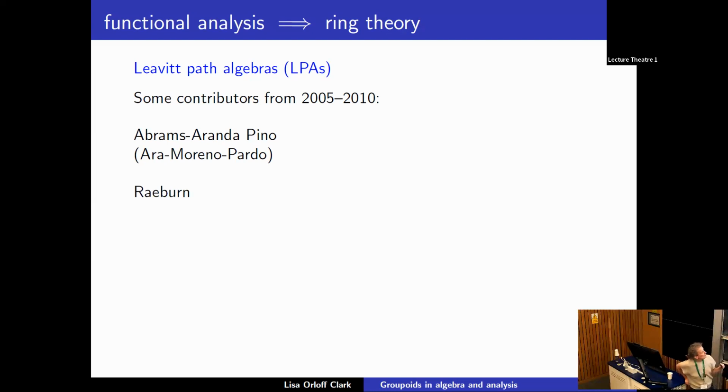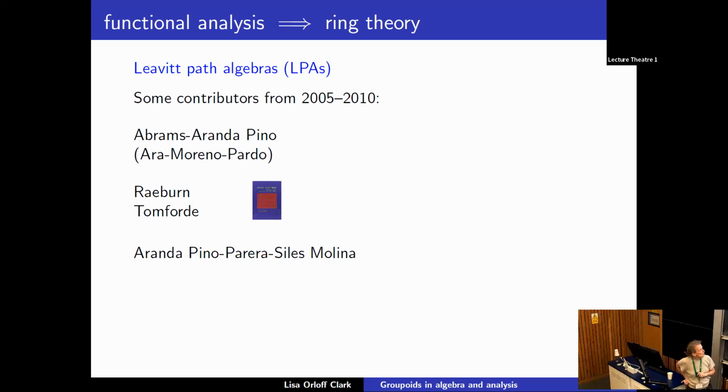Who else contributed in these first two years? So Iain Raeburn himself did. You might not realize, I'm not sure he gets credit for it, but both he and Mark Tomforde were contributors in this conference in Málaga. And Iain, I think his paper in there does row finite no sources and does uniqueness theorems for Leavitt path algebras. So he was a contributor in the early days.